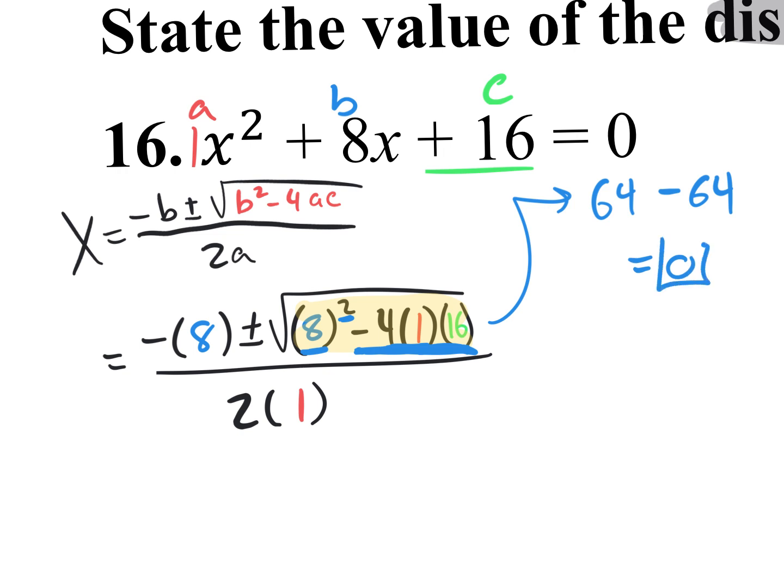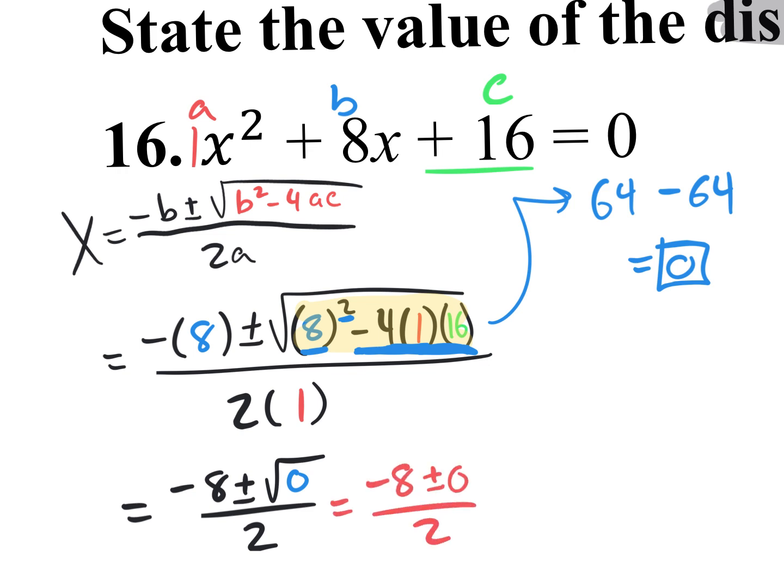And that's actually what they're asking for in this section. Now, if you actually wanted to continue and solve this thing, you would rewrite it as -8 plus or minus the square root of, and you're going to put a 0 in there, and then divided by 2 times 1, which is 2. Now, we all know that the square root of 0 is still 0, so you might as well rewrite it as -8 plus or minus 0 divided by 2.